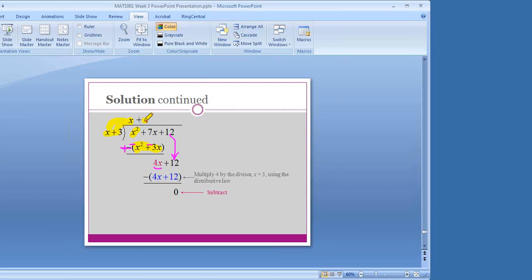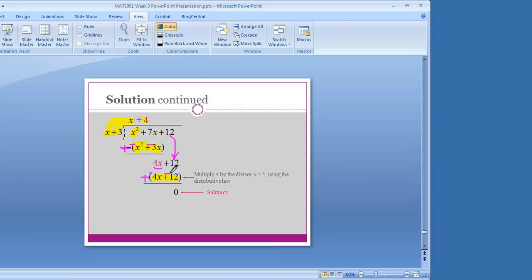Because when I subtract, I want that first term to drop out. So if I pick 4, I get 4x, which is what I wanted, plus 12. All right, so that's what I have when I multiply back. And now I'm going to subtract. Okay, so that just means I'm changing all the signs.